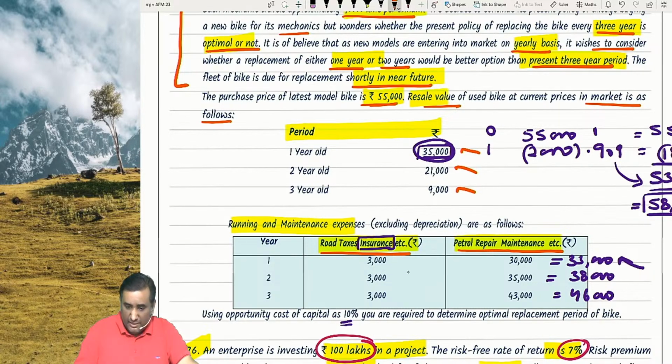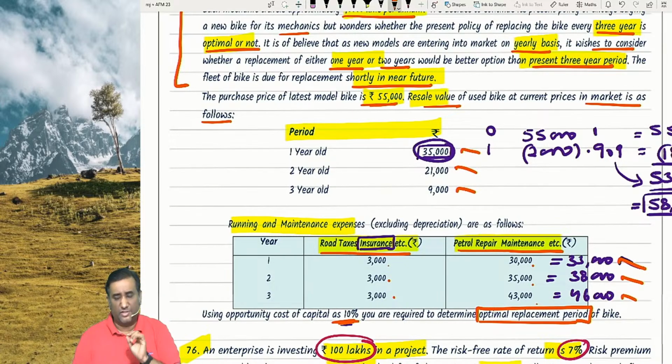If I run for 1 year, it's 3,030, 3,035, 38, 3,040, 3,046. Opportunity cost of 10. Optimal replacement period. Highlight this: optimal. That means first we'll calculate what, sir? Roughly you tell me first before I show you my format. Formats you can make in the exam, and then I'll show theirs also.